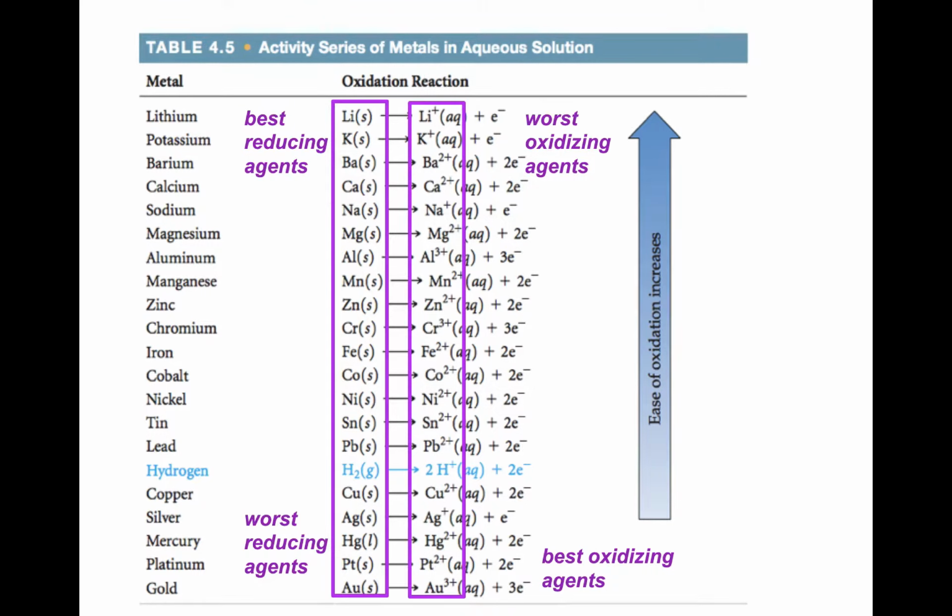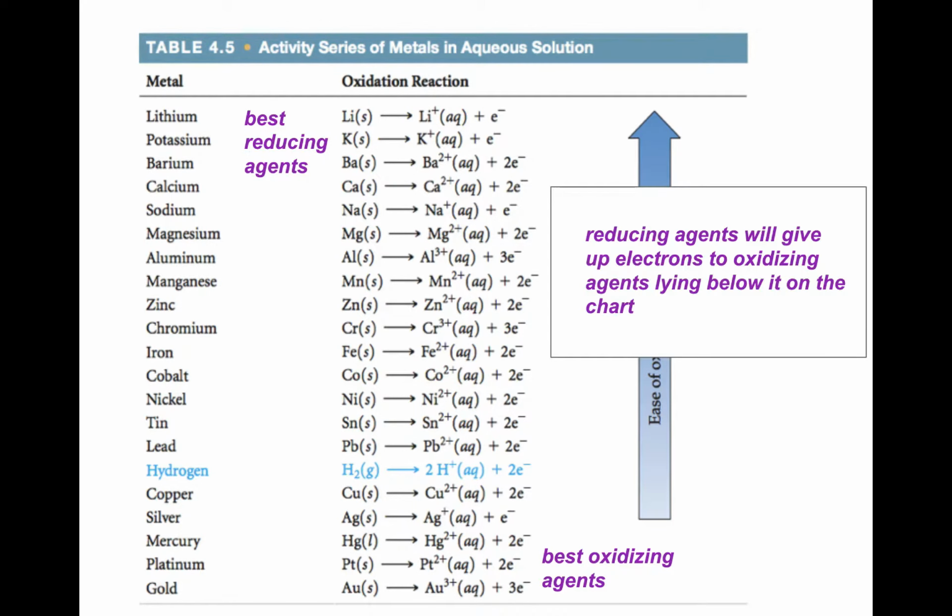On the other side, starting with gold 3+, this is the best taker of electrons. So going up the chart from gold 3+ up to lithium plus, you become a worse and worse oxidizing agent. So the best oxidizing agent, the best taker of electrons is gold 3+, and the best giver of electrons is lithium. So the way this works is a reducing agent, right? Something giving electrons will give electrons to the cation below it on the chart.